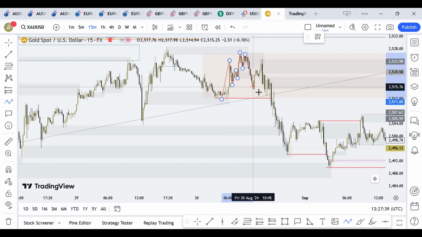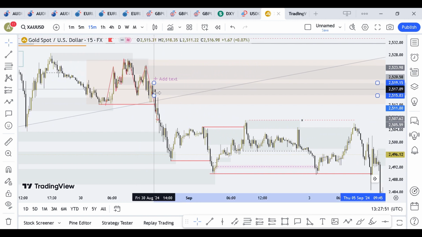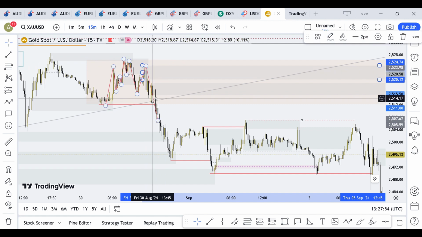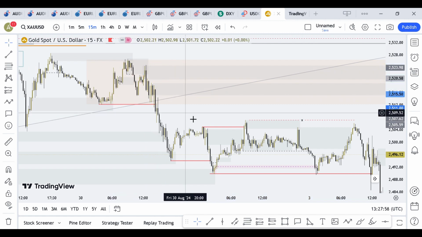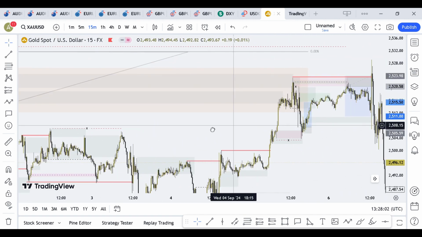Okay, so that's the first flip zone, caused a change of character to the downside, then mitigated to the flip zone, then continued to the downside. So two things, I was expecting price to come to this supply and also this extreme supply here, and I think from the benefit of hindsight, we see that price actually did pull back to that area.